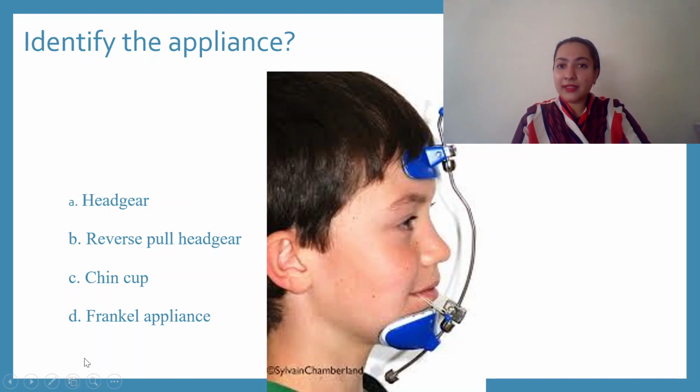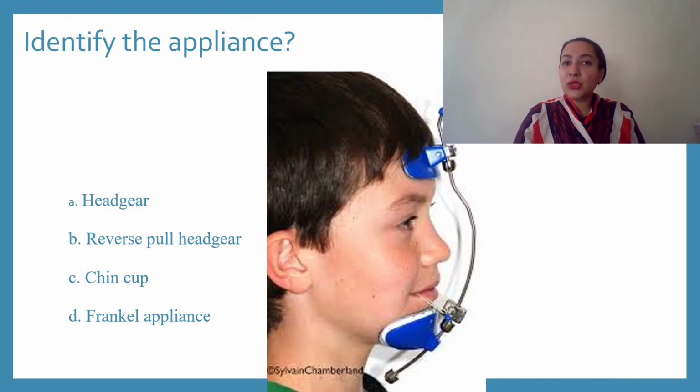So what is done here is reverse pull headgear is used, where with the help of elastics we bring the maxilla outside, and because of this chin cup structure we restrict the growth of mandible. It is basically modification of growth. Okay, we cannot restrict the growth of mandible. It modifies the growth of mandible in such a manner so that the class 3 appearance is removed. Next is chin cup. In case there is no other assembly which is present, just a chin cup portion is present, then that appliance is known as a chin cup.